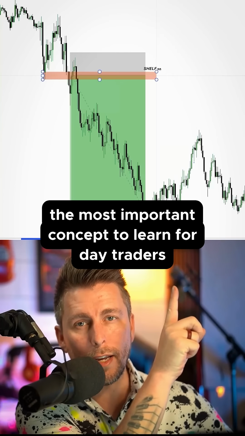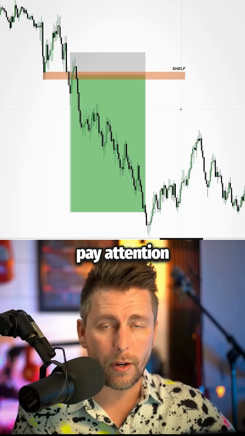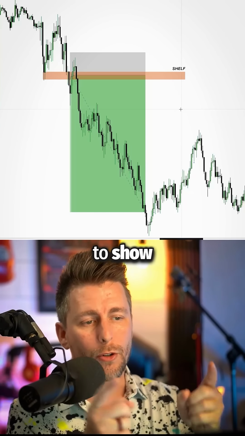This is called a shelf. It is one of the most important concepts that you will learn as a day trader. Pay attention in the next 60 seconds. I'm going to show you how to use them.